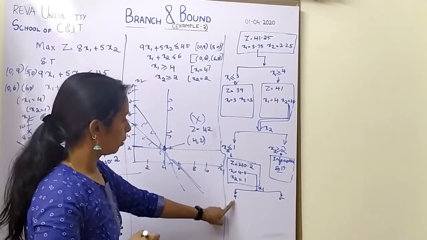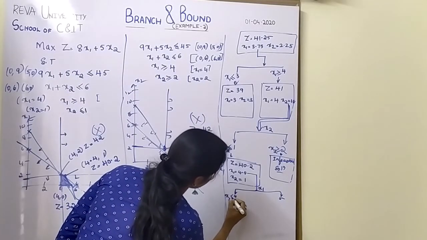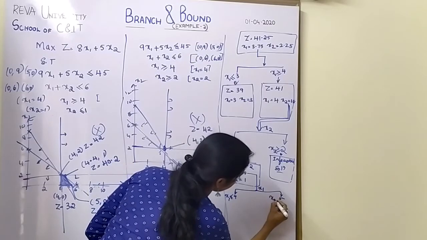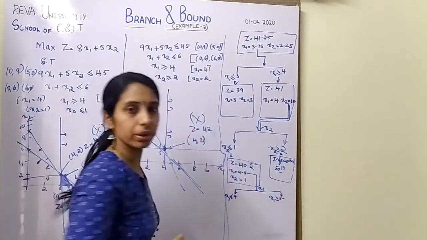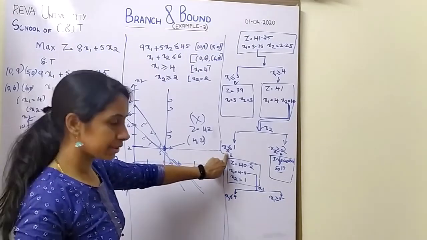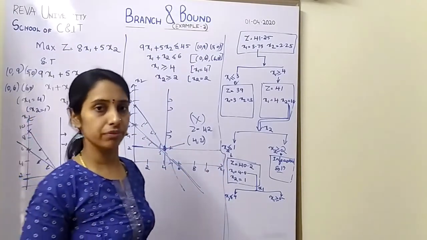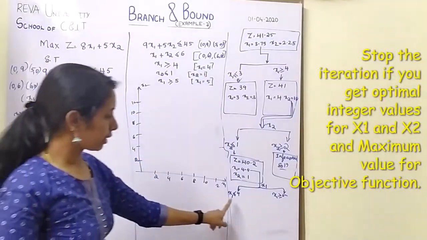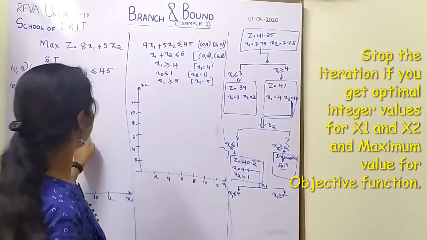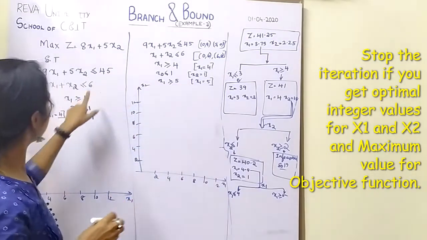Okay. Now what are the constraints you have to add here? x1 is less than or equal to 4, x1 is greater than or equal to 5. Include these two constraints along with this equation. We'll see how exactly it works. Consider these constraints: x1 is less than or equal to 4, x1 is greater than or equal to 5, and we'll try to solve this.